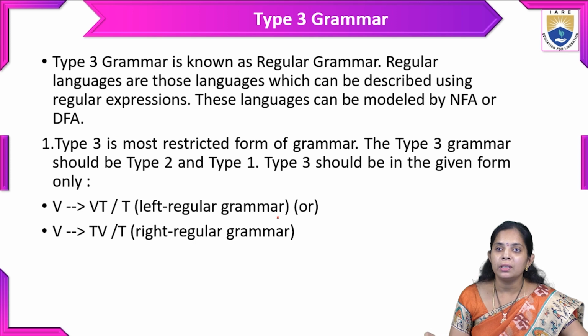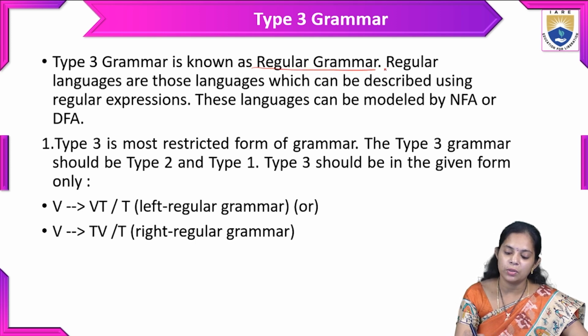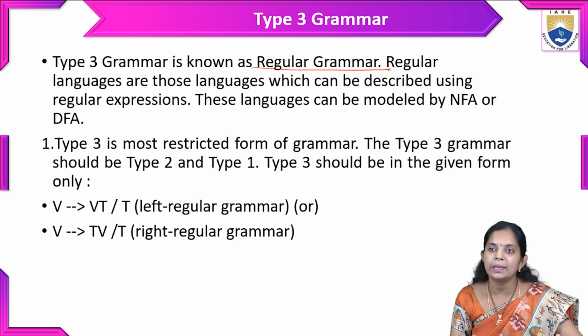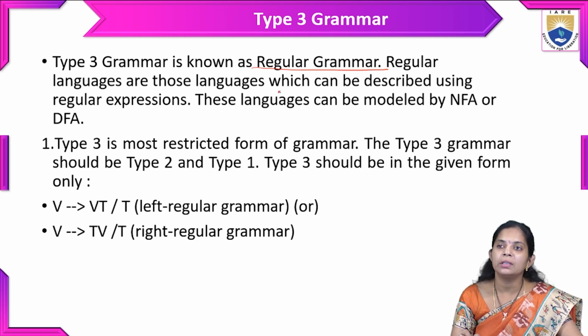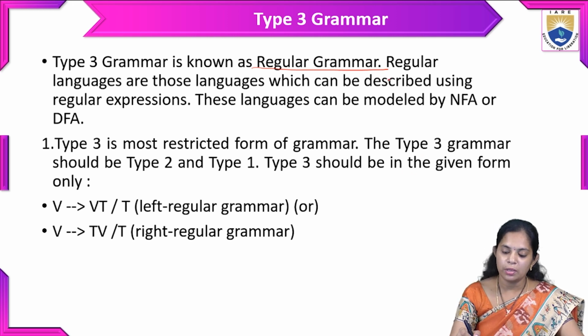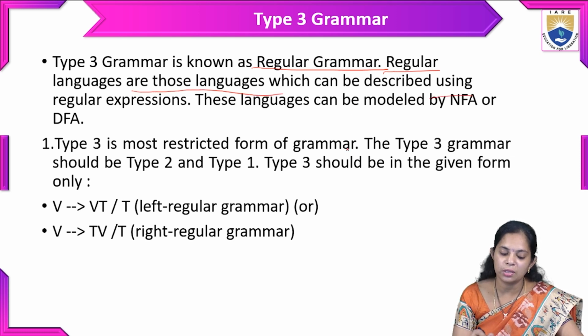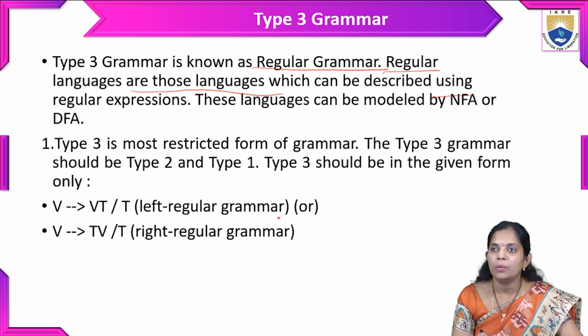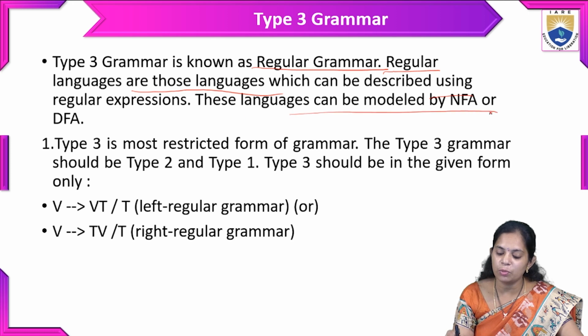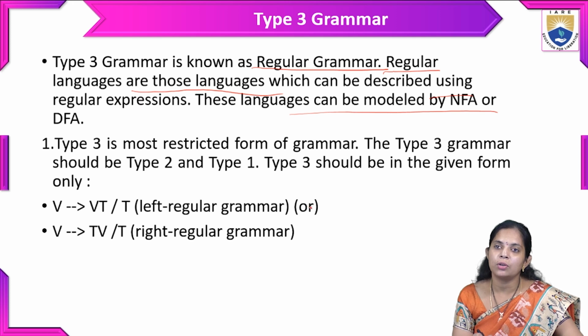And type 3 grammar is known as the regular grammar. In earlier classes, we discussed the regular grammar. Finite automata, DFA and NFA, are all related to the regular grammar. The regular grammar languages are those languages which can be described using regular expressions. These languages can be modeled by the NFA or DFA, non-deterministic finite automata or deterministic finite automata.